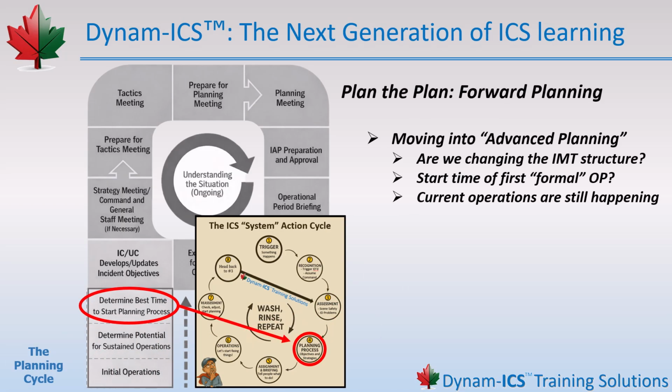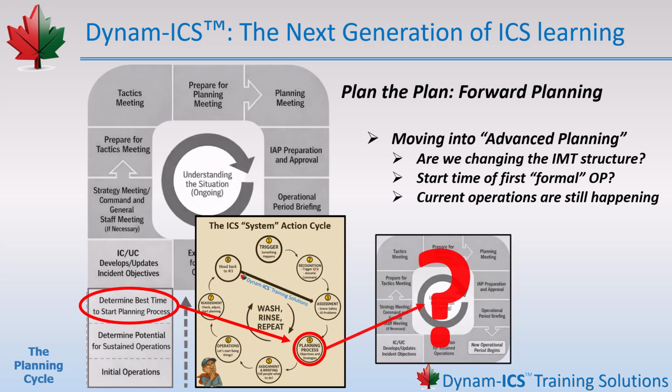Knowing that we're moving the incident into advanced planning, the next step is deciding when we are going to start the first official formal operational period under the planning cycle. In reality, this might be the second operational period, or it might be the fourth, depending on how long operations were already underway before the decision was made to move toward a written incident action plan and a formal planning process. The key question is simple: when does the formal process begin? Several factors can influence that decision.